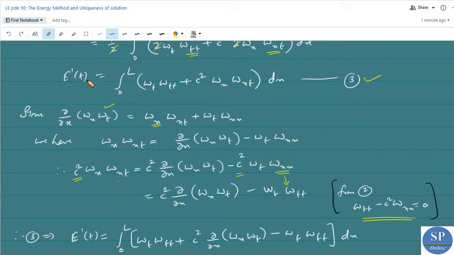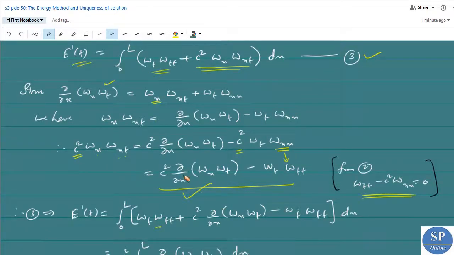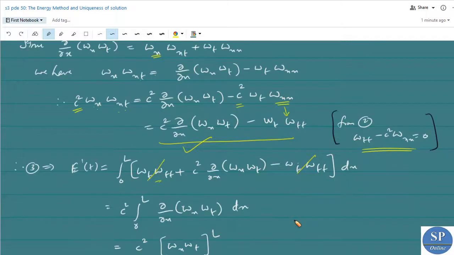So E dash of t, from equation number 3, is equal to integral 0 to L of Wt into Wtt plus c square into Wxt, and we can replace c square into Wxt by what we just found. Replacing that, we get c square into dou by dou x of Wx Wt minus Wt into Wtt. So we can cancel this, and we get c square into integral 0 to L of dou by dou x of Wx into Wt dx.